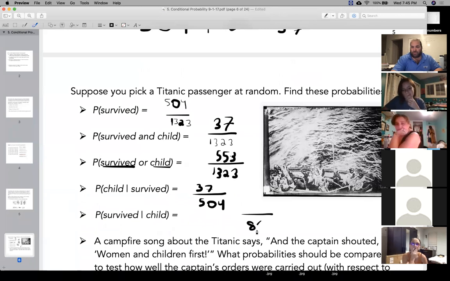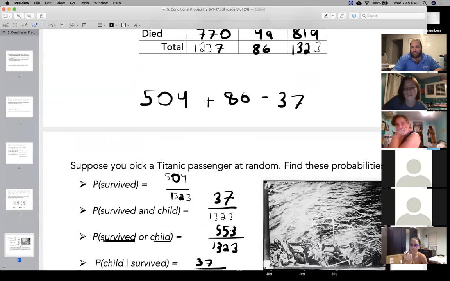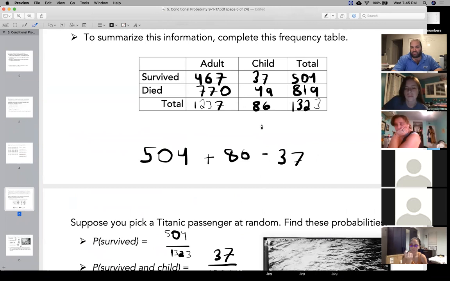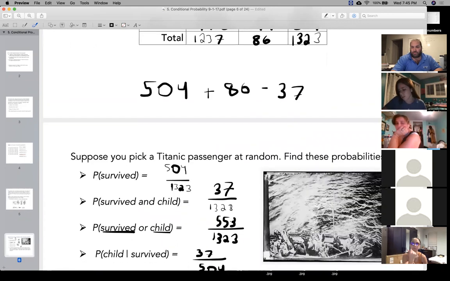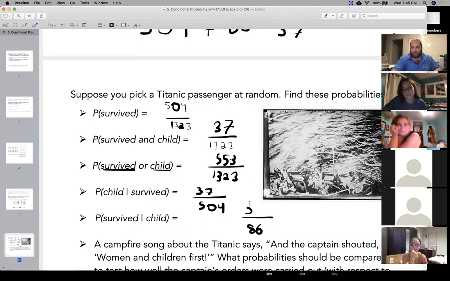And of those 86 children, all I care about is this column now, nothing else matters. Of those 86 children, how many survived? 37. So the probability of a child, given that it survived, is 37 over 504. But the probability of surviving, given that it was a child, is 37 over 86.